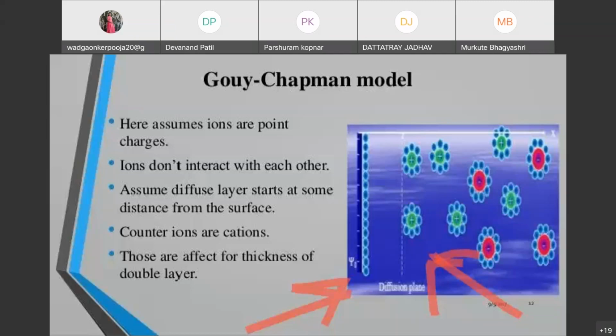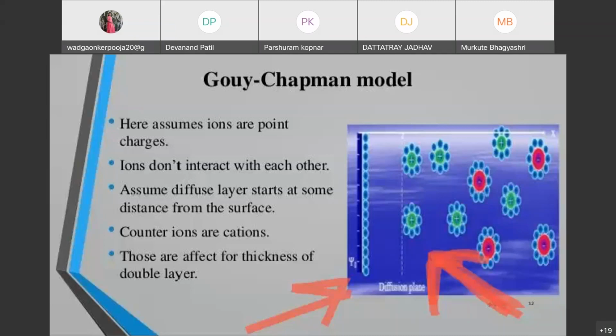Now, this diffused layer is somewhat far apart compared to the Helmholtz model. The difference between these ions depends on the thickness of the double layer. So whatever this model is, this model is known as the Gouy-Chapman model.